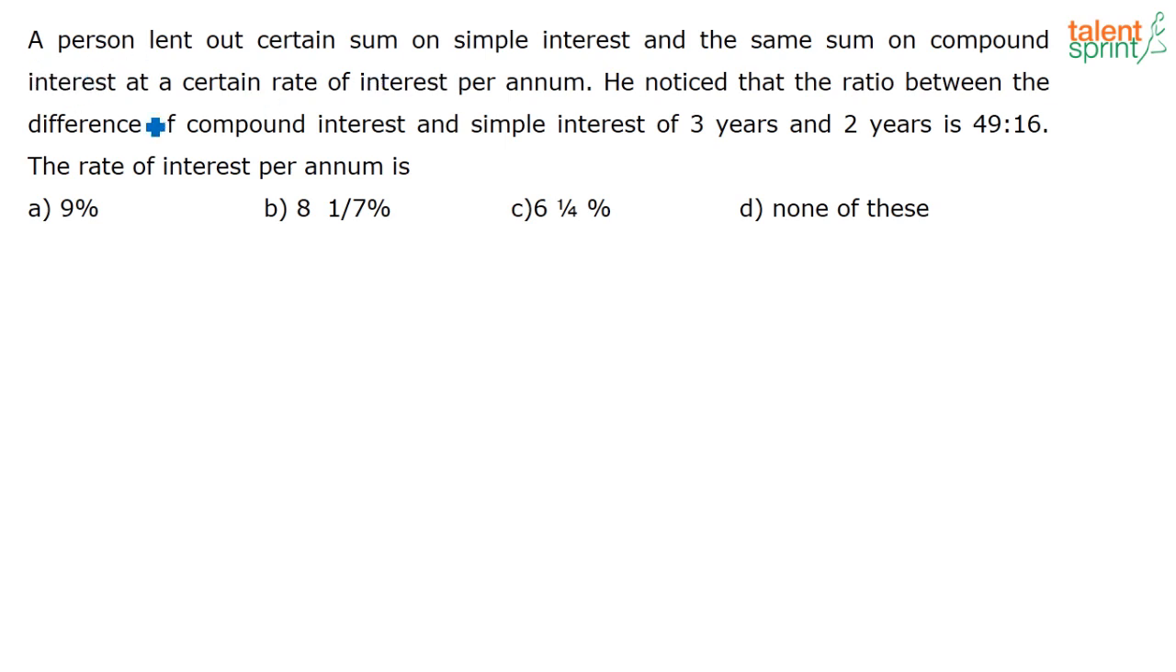A person lent out a certain sum on simple interest and the same sum on compound interest at a certain rate of interest per annum. He noticed that the ratio between the difference between the compound interest and the simple interest of 3 years and 2 years is 49:16. The rate of interest per annum is what?